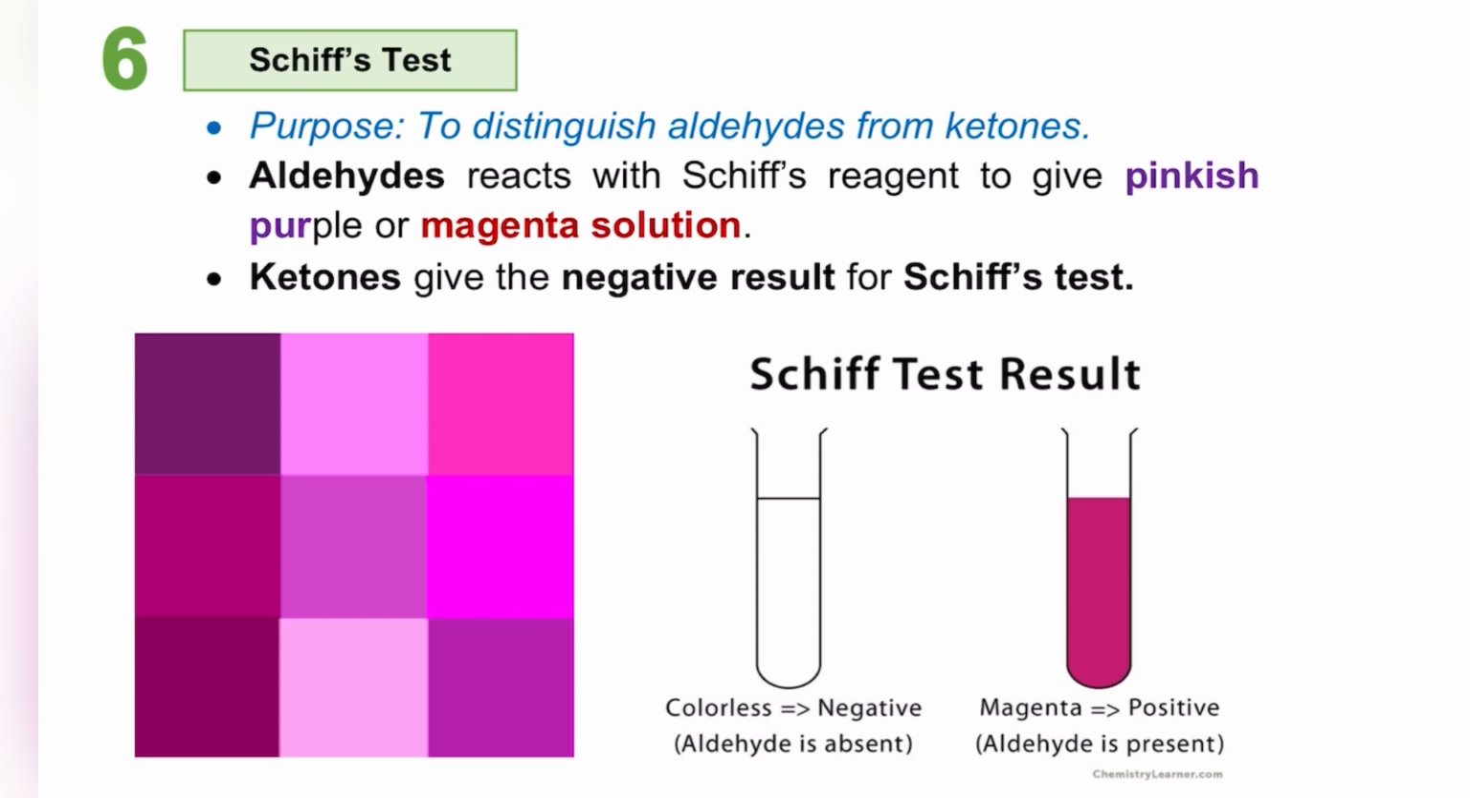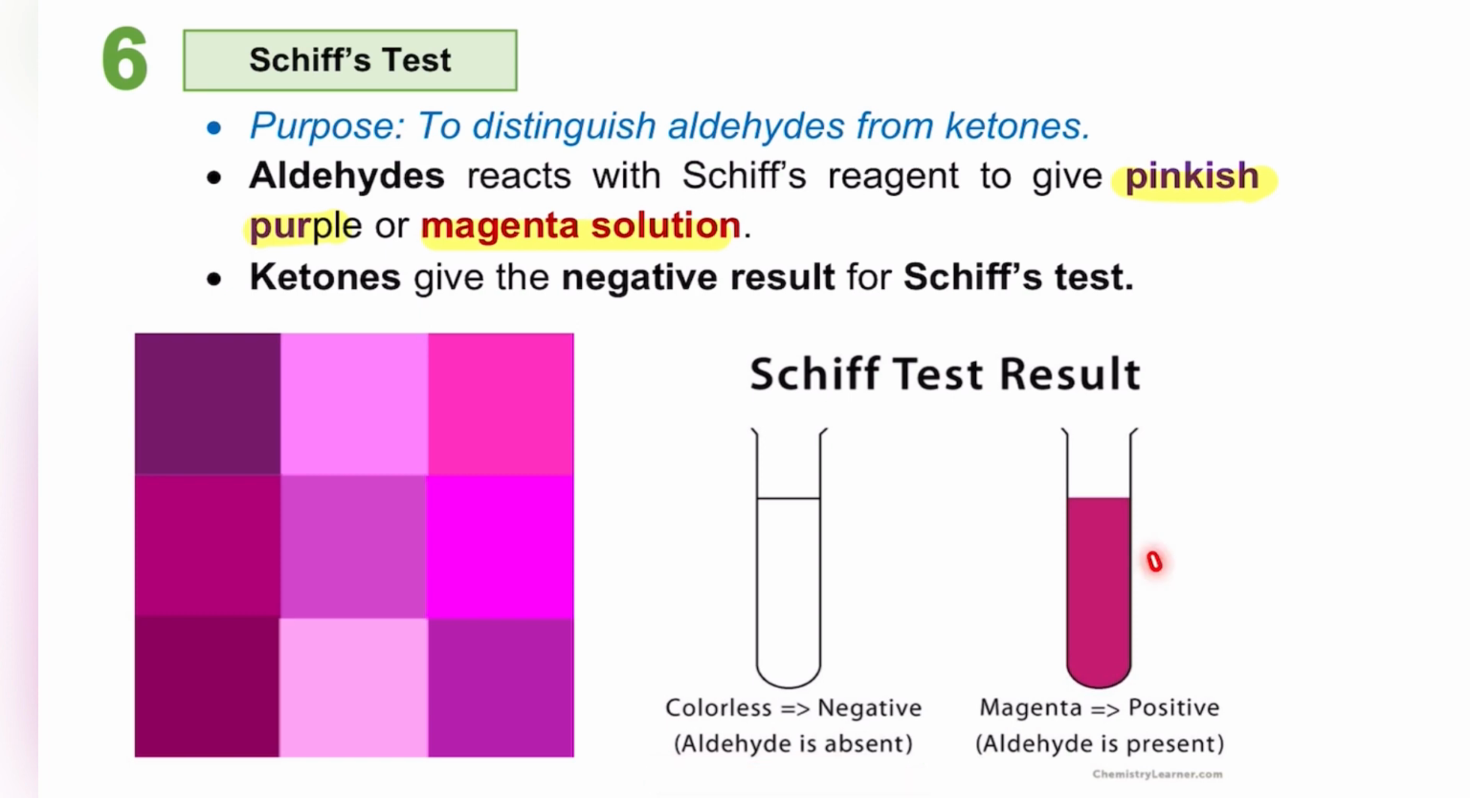So let's go with the last chemical test, which is Schiff's test. So this is the purpose you want to distinguish aldehyde from ketone as well. So hanya aldehyde yang akan hasilkan positive result, iaitu pinkish purple ataupun magenta solution. So ketone akan memberikan negative result untuk Schiff's test. So let's say this one, you can see that colorless, it stay colorless. Maknanya kita boleh anggap aldehyde is absent. There is no aldehyde in this solution.